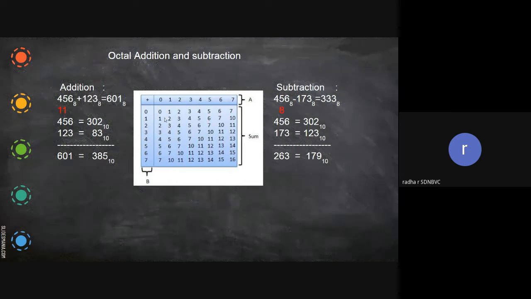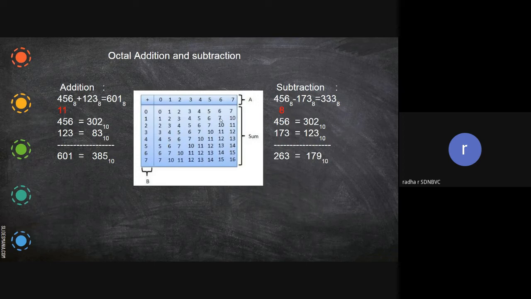So what we'll do, see here, this is a smaller tabulation. You can follow this tabular column, or you can just remember and do it. Say for example, 0 plus 0 is 0, 0 plus 1 is 1, 0 plus 2 is 2, and so on. So the first row, I think no problem. But when you are doing, we'll see here. 0 plus 1 is 1, 1 plus 1 is 2, 2 plus 1 is 3, 3 plus 1 is 4, 4 plus 1 is 5, 5 plus 1 is 6, 6 plus 1 is 7. And then 7 plus 1 is not 8.